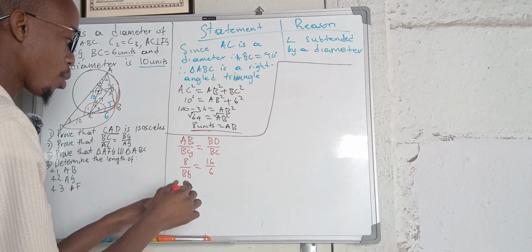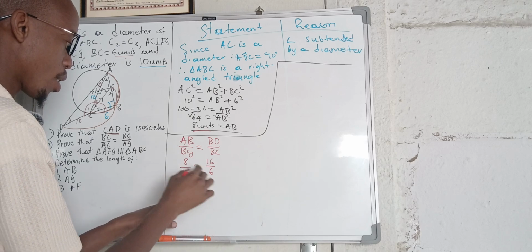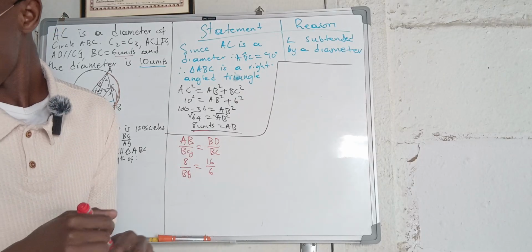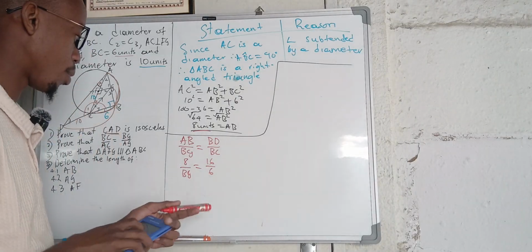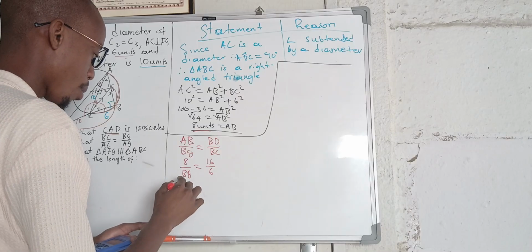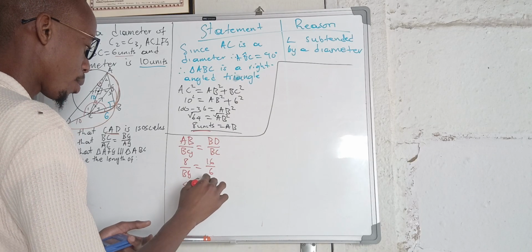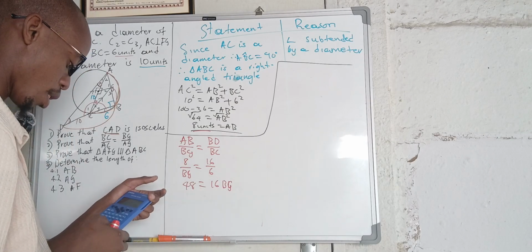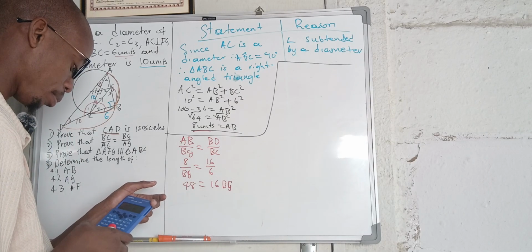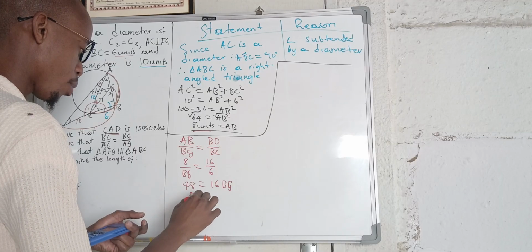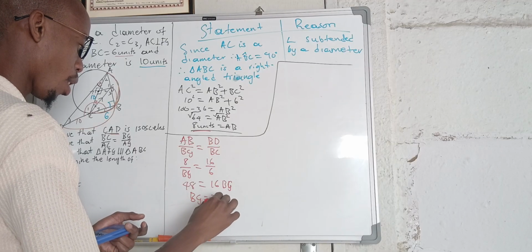And then I'm going to do cross multiplication, 6 and 8. Where's the calculator now? Oh, beautiful. 8 multiplied by 6 is 48. So I'm going to have 48 equals 16 BG. And then 48 divided by 16 is going to give me 3. So my BG is going to be 3 units.